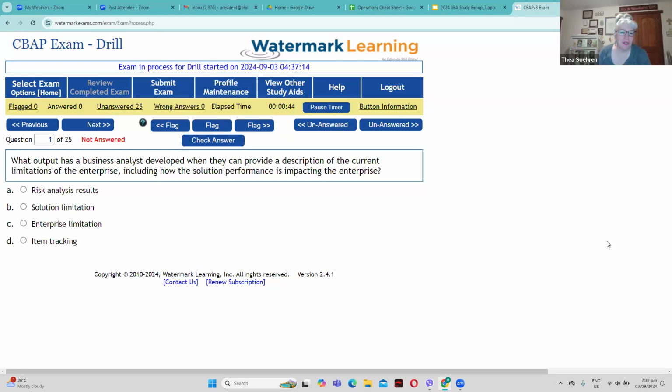So let's talk about this question real quick. This is asking for the output of a specific task, and the task is assess enterprise limitations. You see the word output there, it's a key, and then you can identify which task it is. So what is the one output of assess enterprise limitations? I'm sorry, assess solution limitations. Yeah, okay. Oh, wait, am I wrong? Is it enterprise limitations or solution limitations, guys?